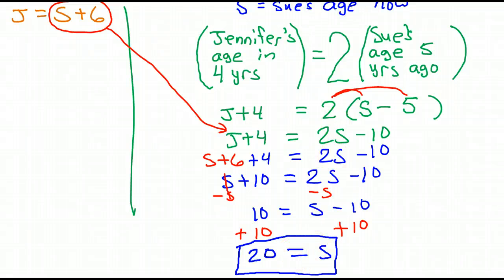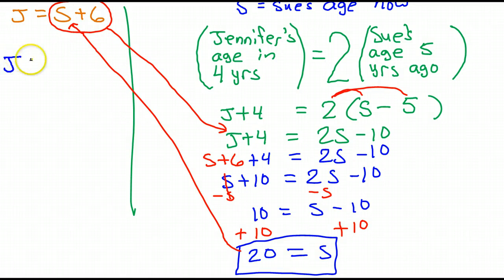So remember, that's Sue's age now. So that tells me that Sue is 20 years old right now. Okay, but we're not finished. We also want to know what Jennifer's age is. So we will do substitution again by taking the answer that we just found, and we will substitute it for S right in there. So this is going to become J is equal to 20 plus 6. Okay, so that means that Jennifer is 26.